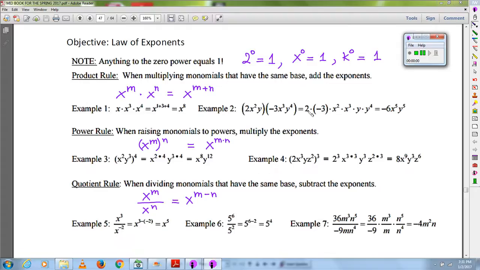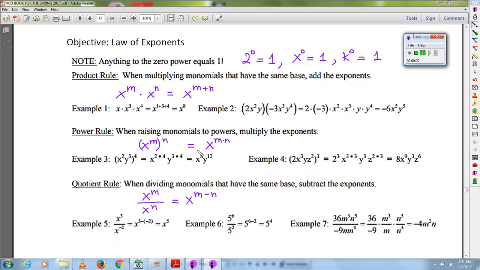So now you're going to multiply. 2 times negative 3 will give you negative 6. x squared times x to the power 3 will give you x to the power 5 because you add the exponents. y times y to the power 4 will give you y to the power 5.